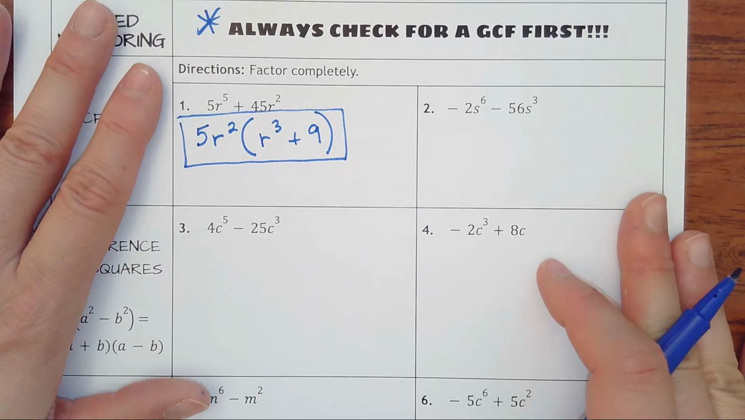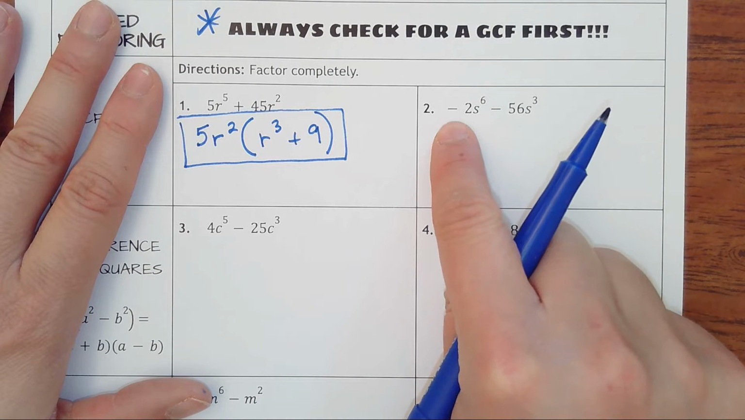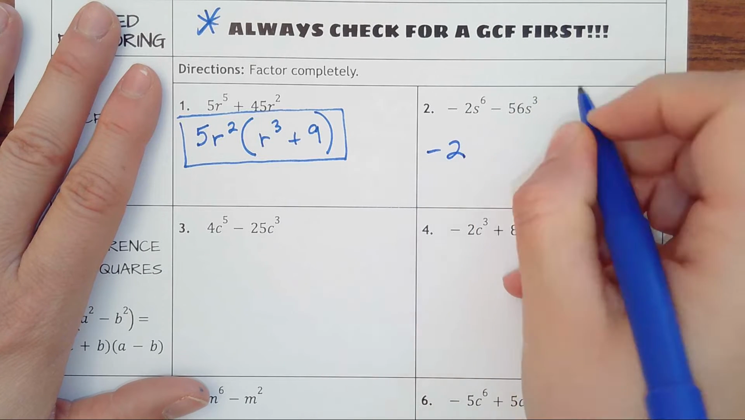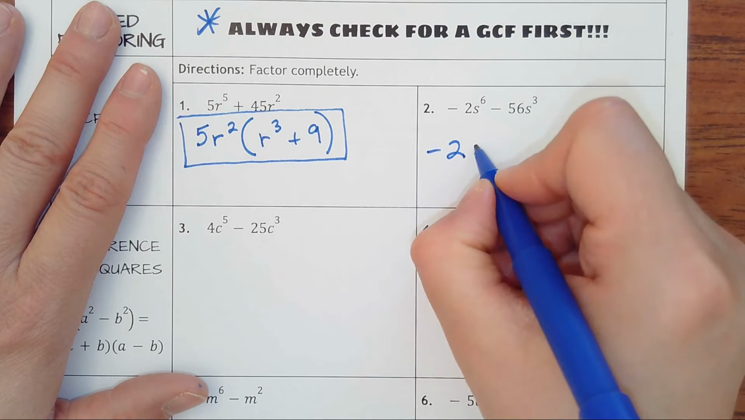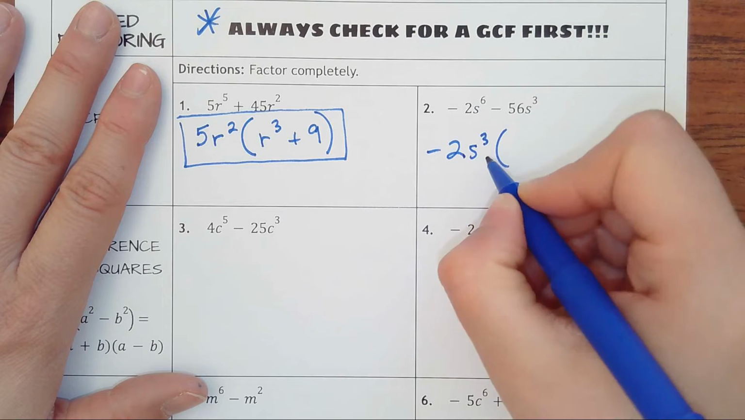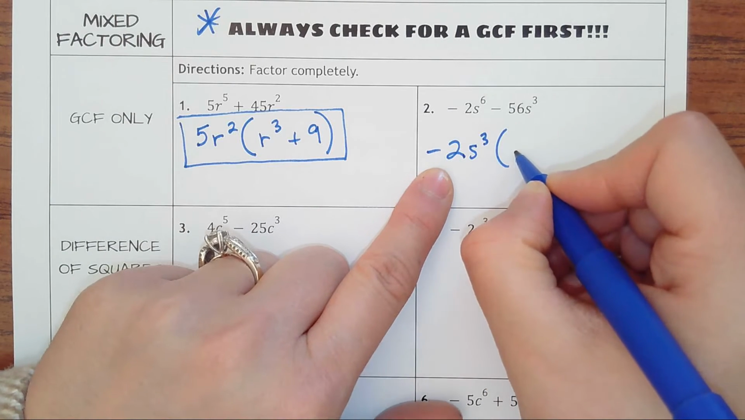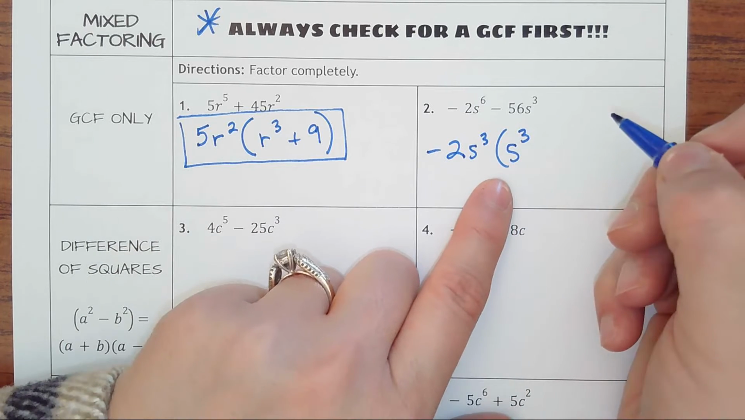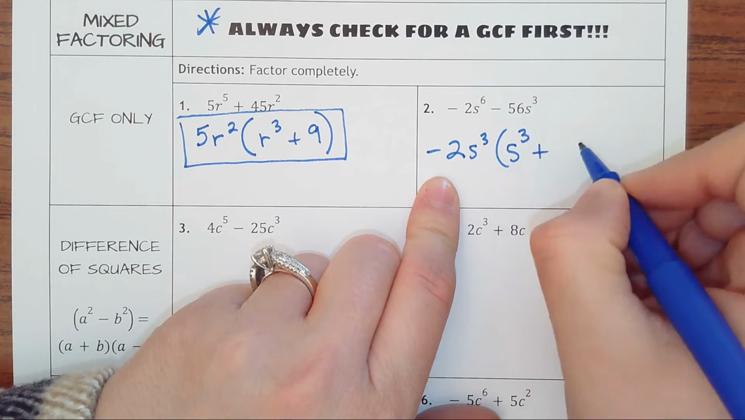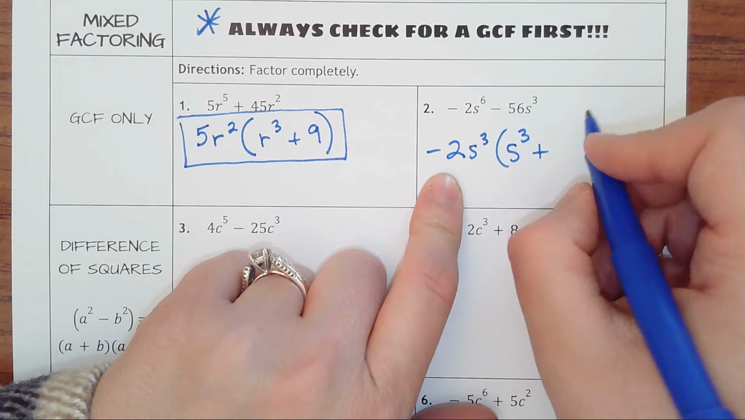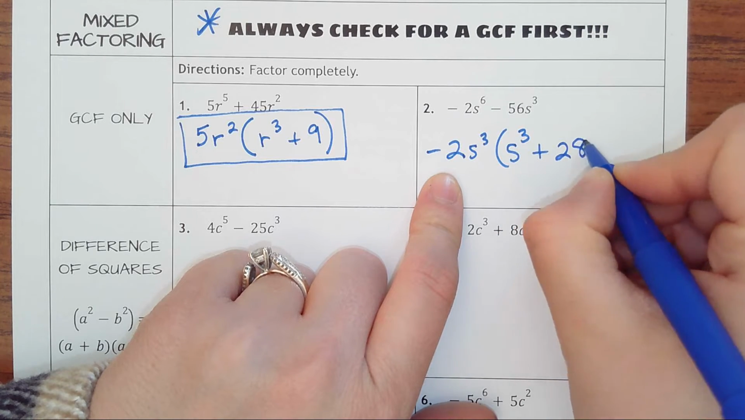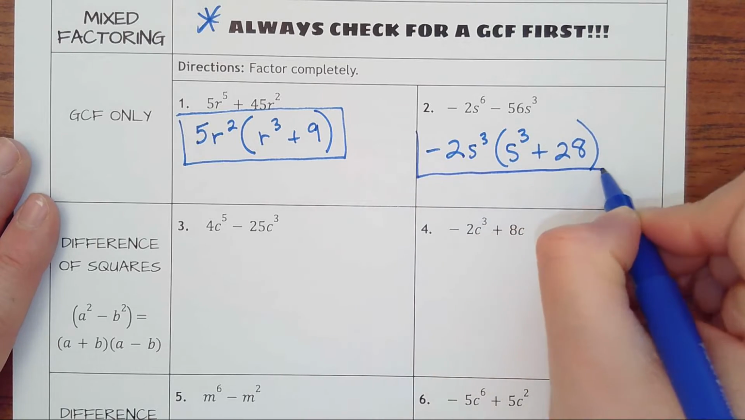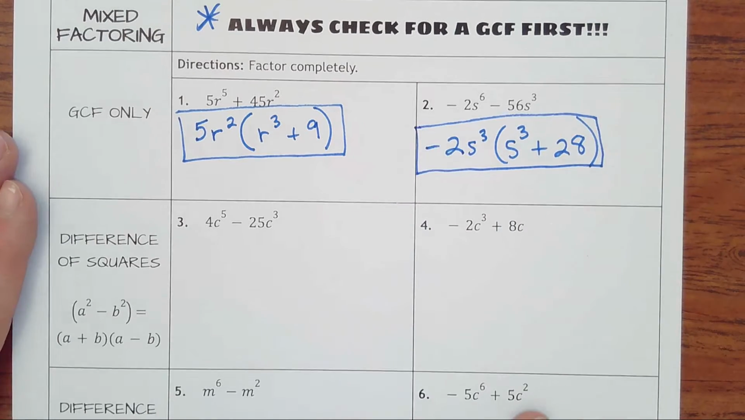All right, number 2, I see -2 and -56. I'm going to factor out a -2, and then I see s's. I would take out an s cubed. So I don't need to multiply by any other number. It's already -2, but I would need s to the 3rd power to make that s to the 6th. Plus 56 divided by 2 would be 28. I don't need any more s's, and that can't go any further. So those are the simplest ones.